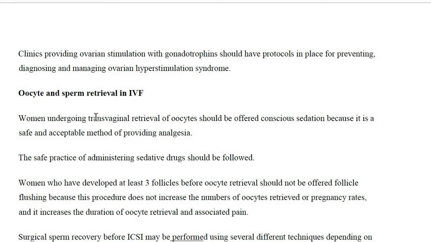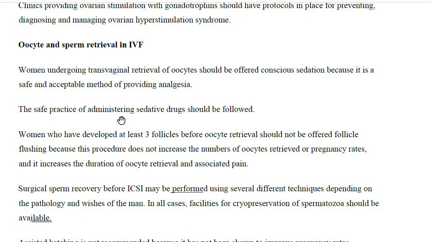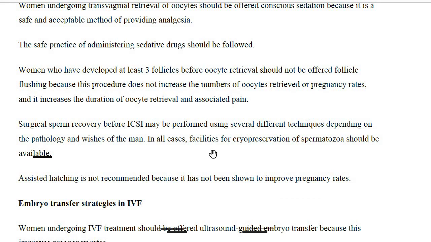So oocyte and sperm retrieval in IVF. Women undergoing transvaginal retrieval of the oocyte should be offered conscious sedation because it is a safe and acceptable method of providing analgesia. This safe practice of administering sedative drugs should be followed by retrieval of the eggs. And women who have developed at least 3 follicles before oocyte retrieval should not be offered follicle flushing because this procedure doesn't increase the number of oocytes retrieved or pregnancy rates, and it increases the duration of oocyte retrieval and associated pain.